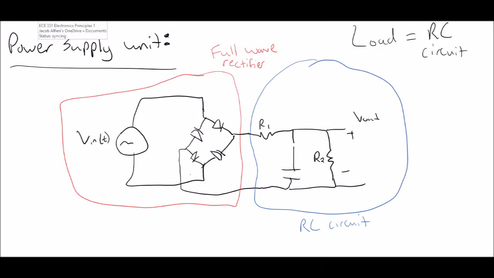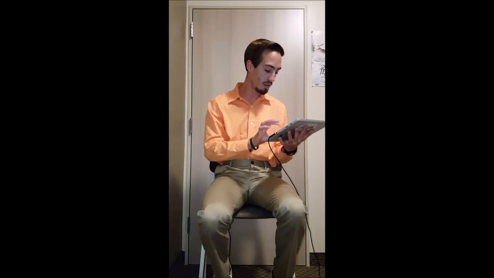Today, I'll be talking about a power system in a cell phone. This power management system consists of two parts, a rectifier and an RC circuit. We will be focusing first on the rectifier.